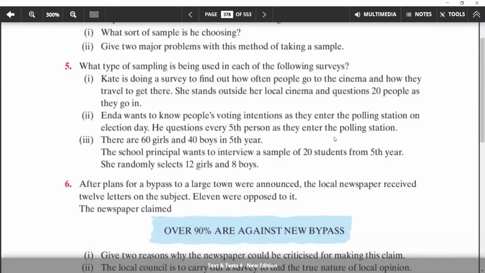There are 60 girls and 40 boys in 5th year. The school principal wants to interview a sample of 20 students, and she randomly selects 12 girls and 8 boys. So that's 60% of her sample. 60% of the 5th year is girls, and 60% of her sample is girls. 40% of 5th year is boys, and 40% of the sample is boys. That is a stratified sample there, stratified along gender lines.